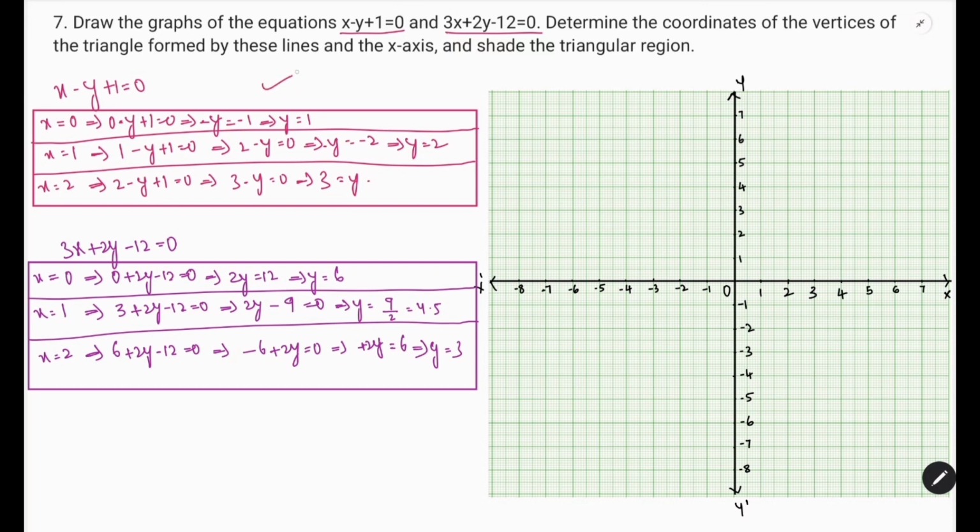For the first equation, x is 0 and y is 1, this point. If x is 1, y is 2, this point. X is 2, y is 3, this point. Okay, now join these points.